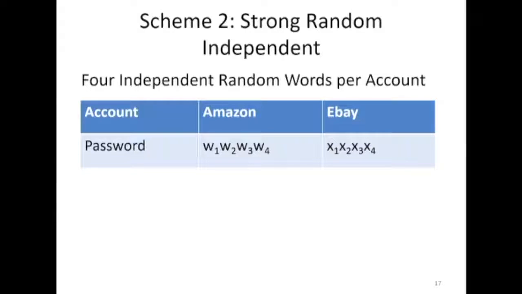All right, well, there's a natural variant of this called strong random independent, which is basically the same thing, except for each different account, you pick a different set of 4 words. So Amazon might be correct horse battery staple, and eBay might be banana, baseball bat, potato, table, or something like that. And for every new website that you create, you just memorize 4 new words. So intuitively, you might think the first one sounds easy to do, and the second one sounds quite challenging. But can we actually quantify this intuition?